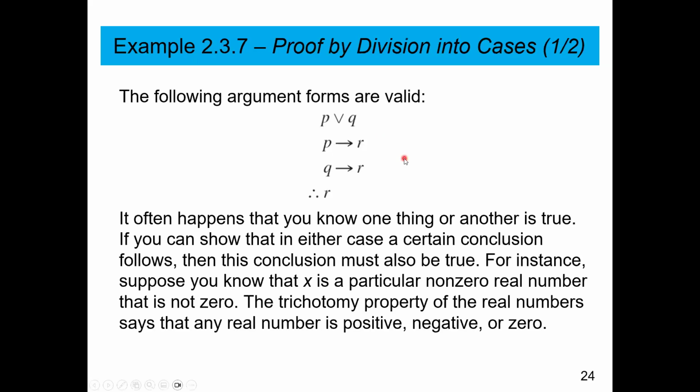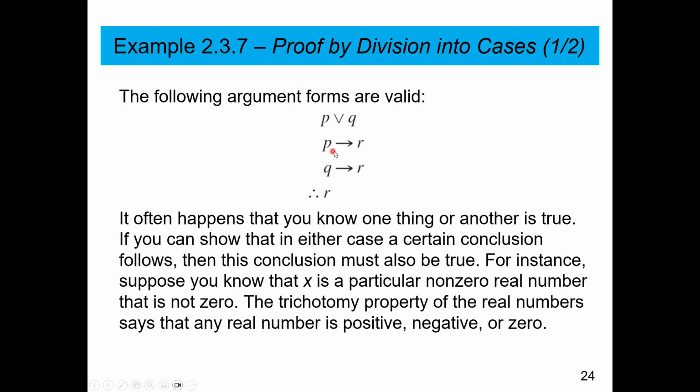All right. Another one is proof by division into cases. Ooh, this one's kind of tricky. So we have the first statement is P or Q. So remember, at least one of them has to be true. Possibly both, but at least one. So if P is true, then the second line automatically tells us that R has to be true.